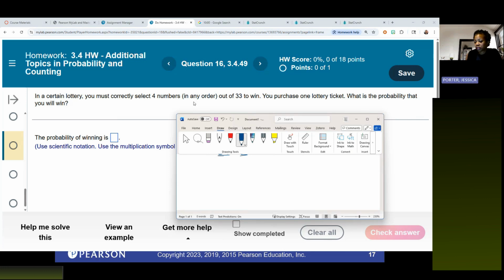In any order, so this is a combination. So 33 choose 4. What's the probability that you will win? There's only one winning number. So 1 divided by 33 choose 4. Okay.